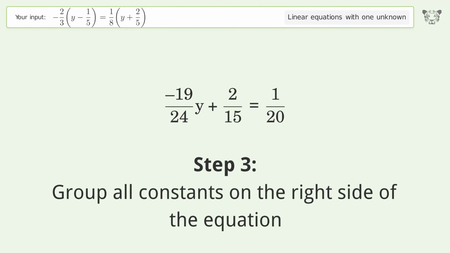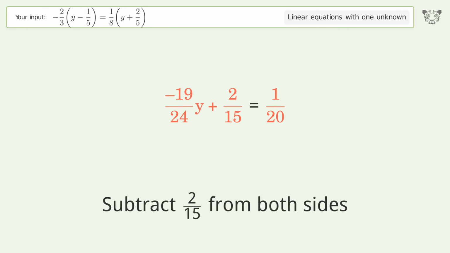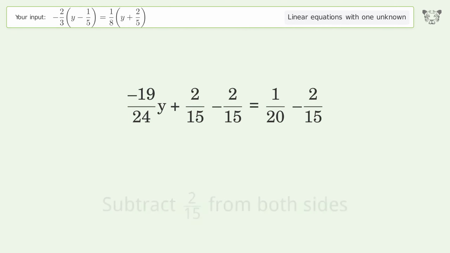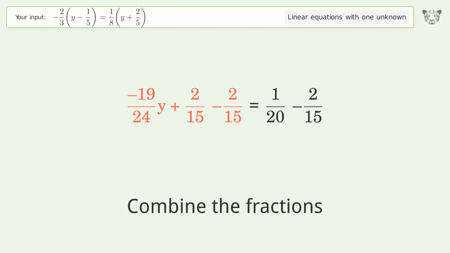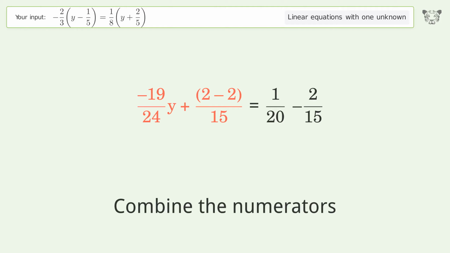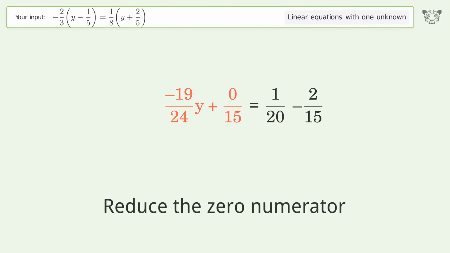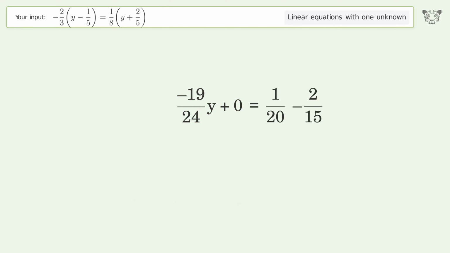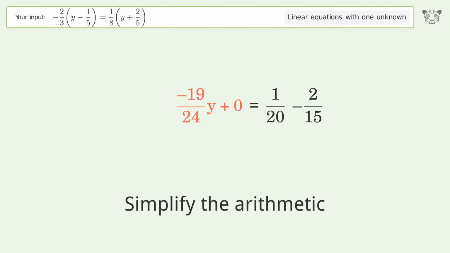Group all constants on the right side of the equation. Subtract 2/15 from both sides. Combine the fractions. Combine the numerators. Reduce the zero numerator. Simplify the arithmetic.